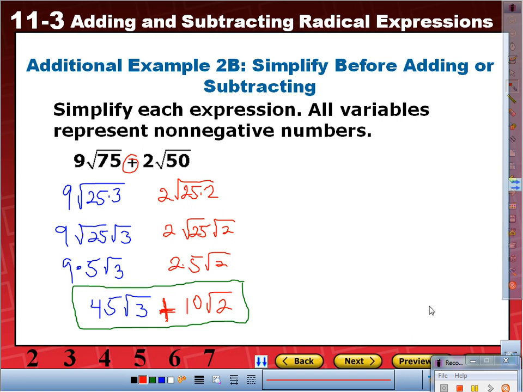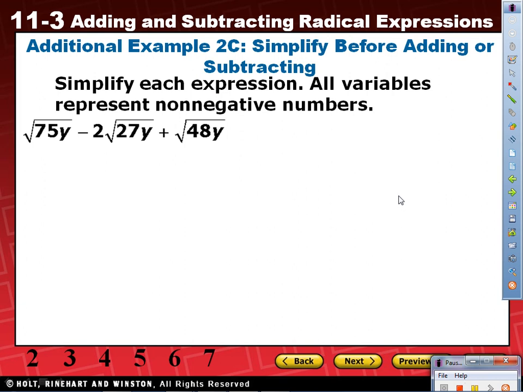Go with the next one. Copy this down, please. Example 2C. It says, square root of 75y minus 2 square root of 27y plus square root of 48y. Copy that, and then I'm going to ask somebody to walk me through the first term, simplifying it, then the second term, someone else for the third. Copy that. I'm going to simplify the first term. Help me out with the first term.